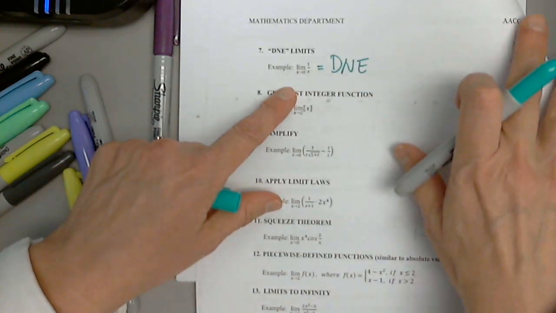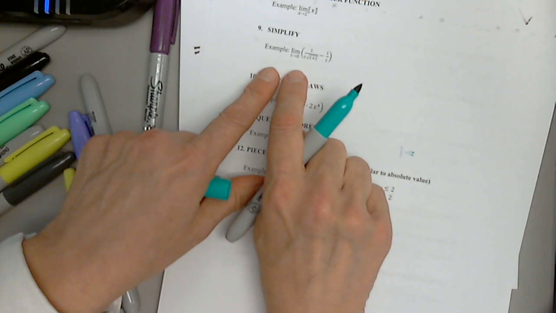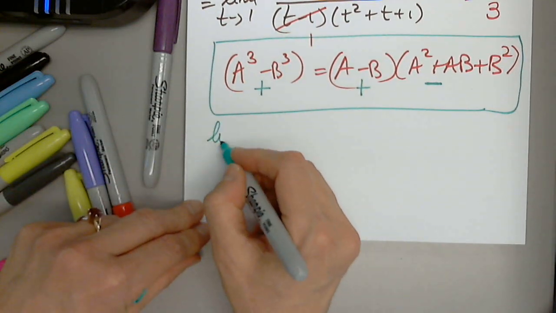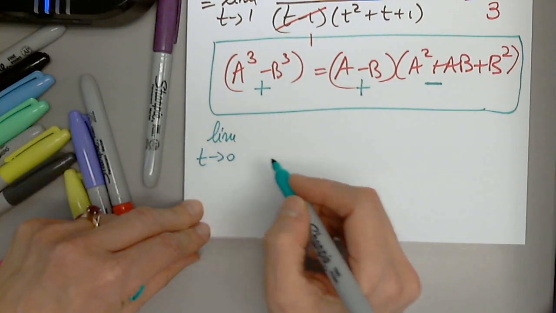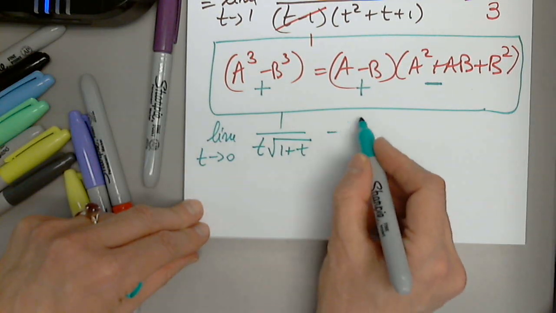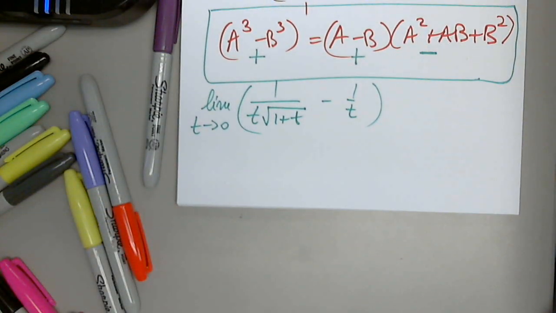DNE. I would like to look at number 9. So we have the limit as t approaches 0 of 1 over t times the square root of 1 plus t, minus 1 over t. I copied this problem from your book. Yes, it's problem 29 on page 107.